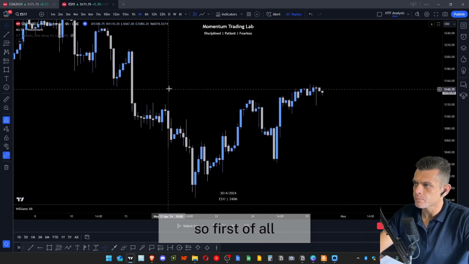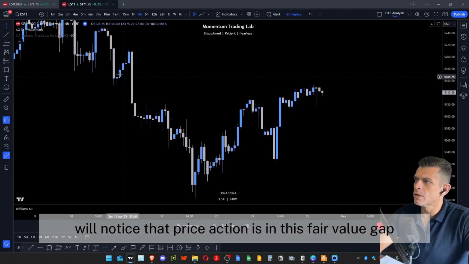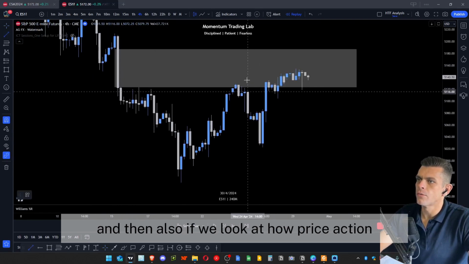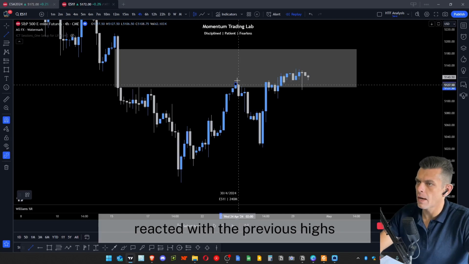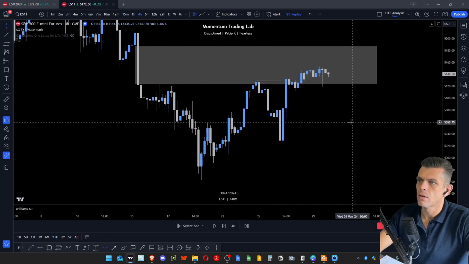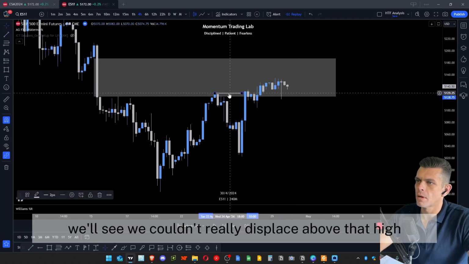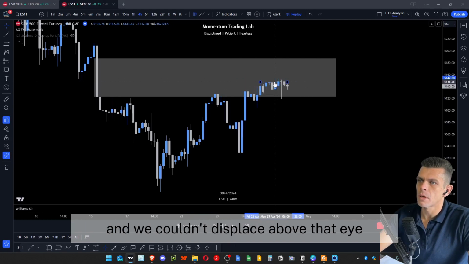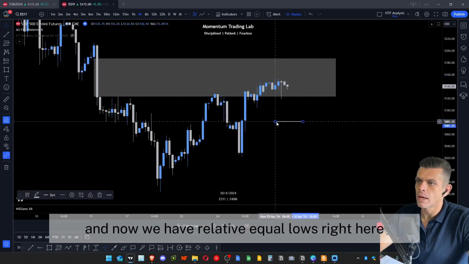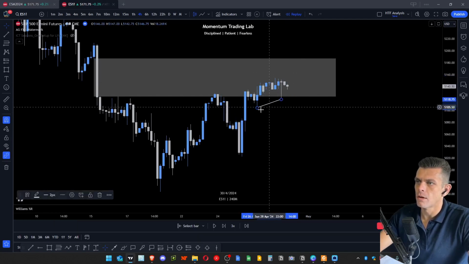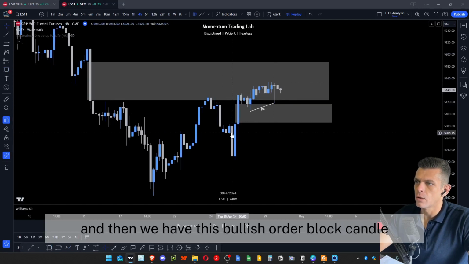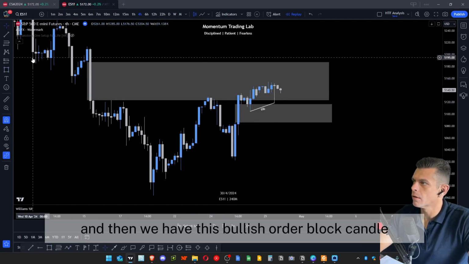So first of all, you'll notice that price action is in this fair value gap. And then also, if we look at how price action reacted with the previous highs, you'll see we couldn't really displace above that high. We couldn't displace above that high. And we couldn't displace above that high. And now we have relative equal lows right here inside of a fair value gap. And then we have this bullish order block candle right there.